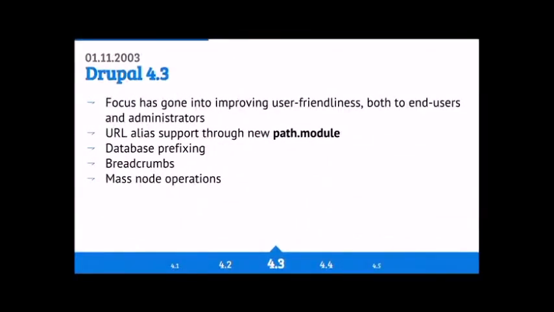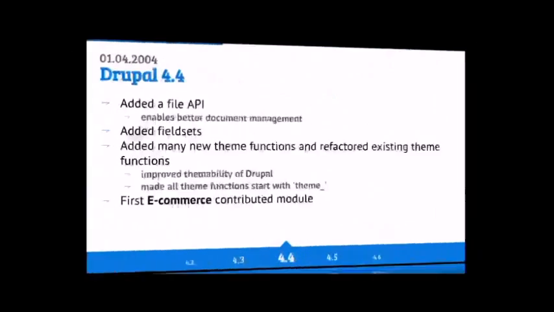And in the meantime, Drupal was struggling between 4-point-something versions. So after only 3 months of development, we got another version, which now had the path module for URL aliases. It's still used in Drupal 8. We got important database prefixing, so you could basically install multiple Drupal sites on one database, which is important for shared hosting where you cannot have more than one database. And it introduced some minor things like breadcrumbs and mass node operations.